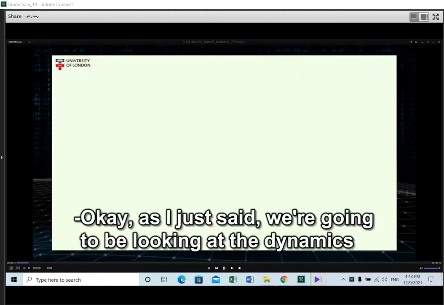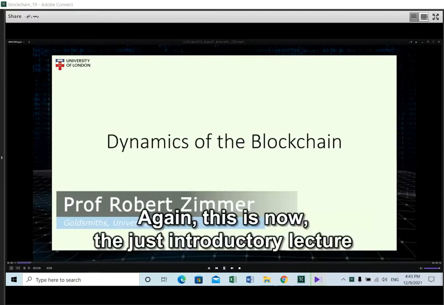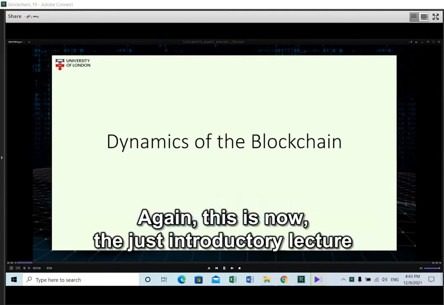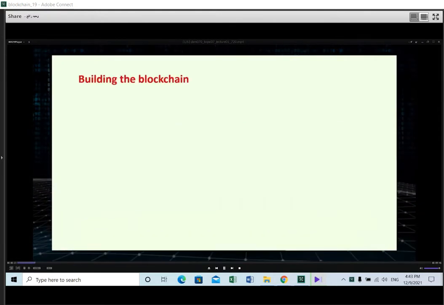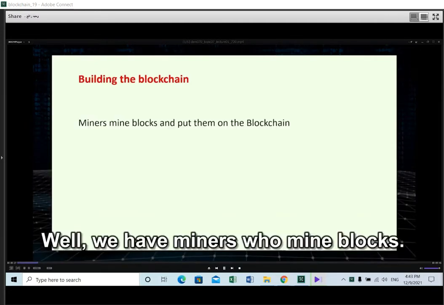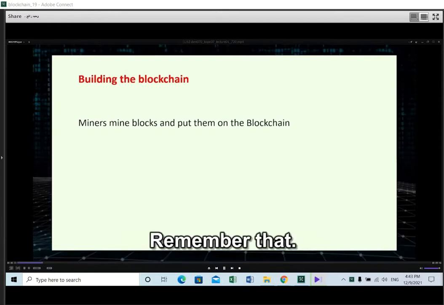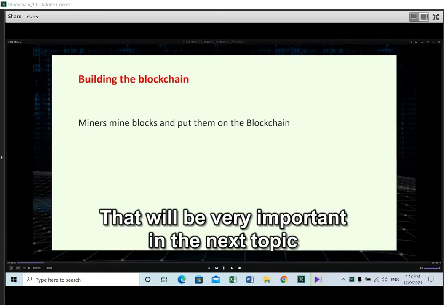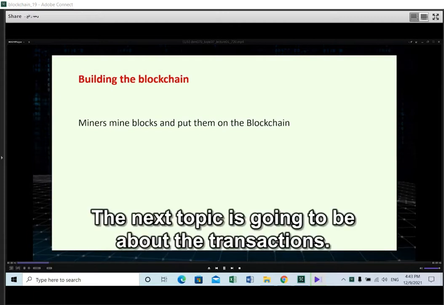Okay, as I just said, we're going to be looking at the dynamics of the blockchain. Again, this is another introductory lecture, and then we really start the next one. So, how do we build a blockchain? Well, we have miners who mine blocks. The blocks then have the transactions in them. Remember that, it'll be really important in the next topic. But this is about the blocks on the blockchain. The next topic is going to be about the transactions.